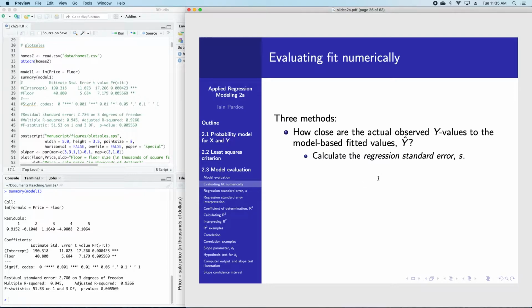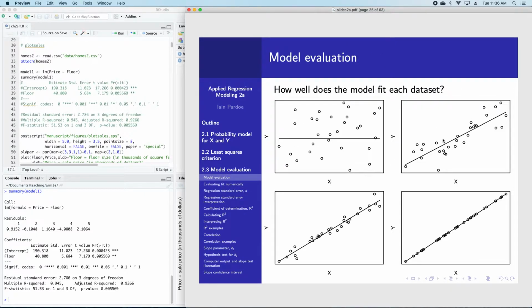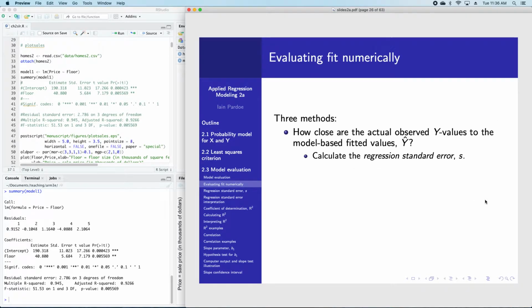So those 3 methods are as follows. The first one asks the question, how close are the actual observed y values, so the points in the scatter plot, how close are they to the model-based fitted values y hat? And remember, the model-based fitted values y hat lie along the line. So let's work on these 2 examples. So this question is asking, how far is this point from its fitted value along the line? And how far is this point from the fitted value on the line? And how far is this point from the fitted value along the line? So it's asking that question about all the points. So is there a way that we can summarize the vertical distance of each point from its fitted value along the line? And the way that we do that is to calculate something called the regression standard error, which is given by the letter S.